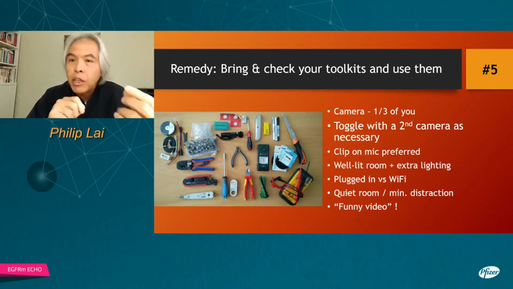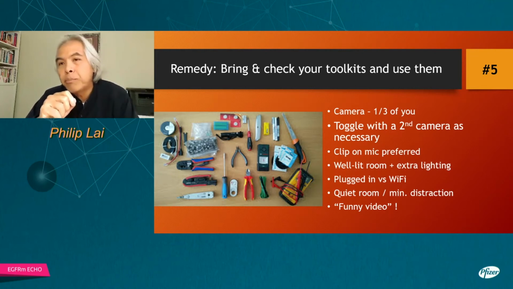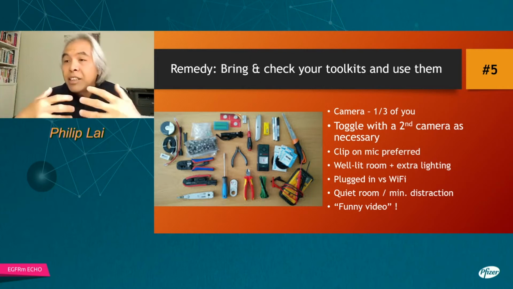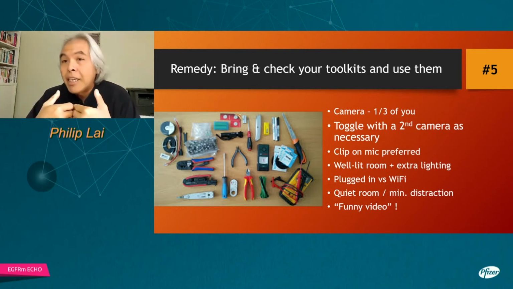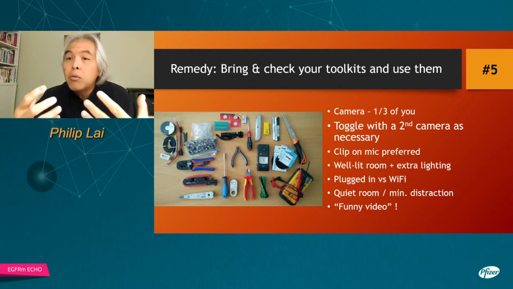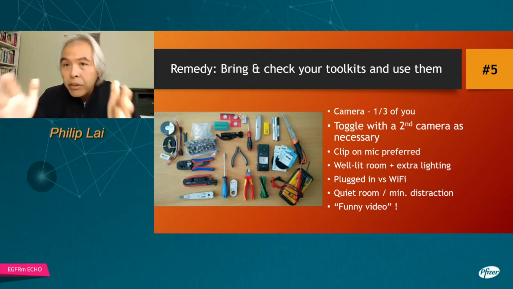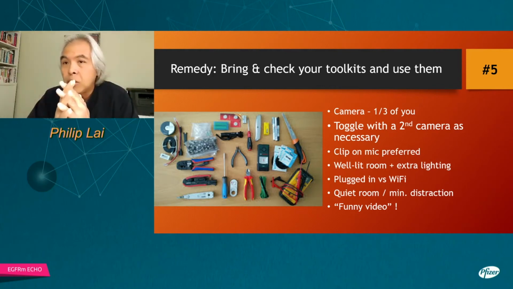And as I said, the Wi-Fi, there's nothing you can do about it because it depends on the provider. But in my case, I choose to plug in with my Ethernet instead of relying on Wi-Fi, because I just feel better. So I just have that extra peace of mind. And then choose a quiet room, minimize the distractions, so that when you present, you won't get distracted.